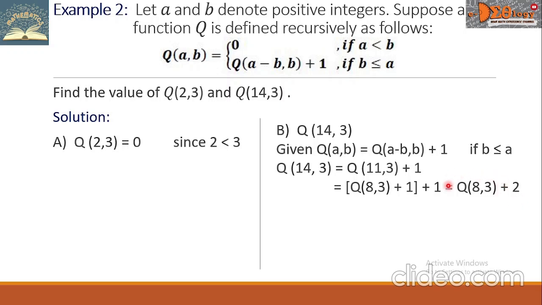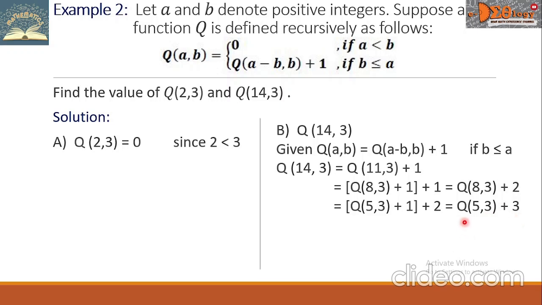Then let us evaluate this Q of 8, 3. We can see that 3 is less than 8. So again, we follow this formula. So we write here Q of 5, 3, then plus 1. And outside, we copy this plus 2. Remember, the number 5 here comes when we have 8 minus 3. Now let us simplify this step by removing the grouping symbol. And we combine 1 and 2. So we have now this Q of 5, 3, then plus 3.